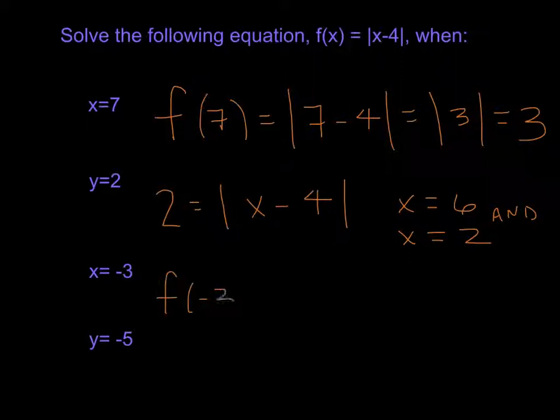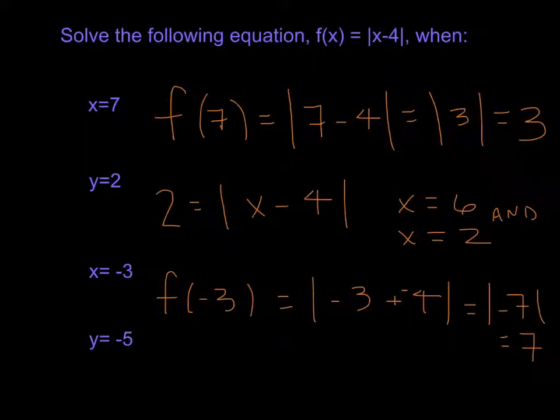f of negative 3 looks like negative 3 minus 4, which is the same as negative 3 plus negative 4. So that's the absolute value of negative 7, which is positive 7. So f of negative 3 equals 7.